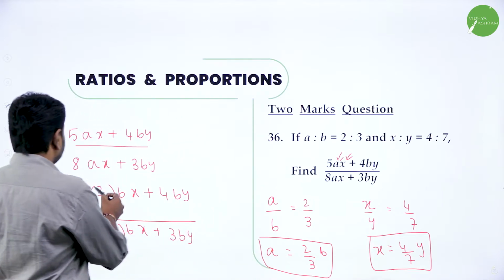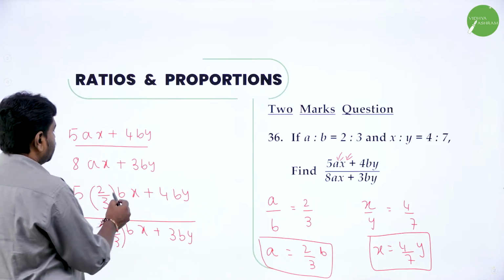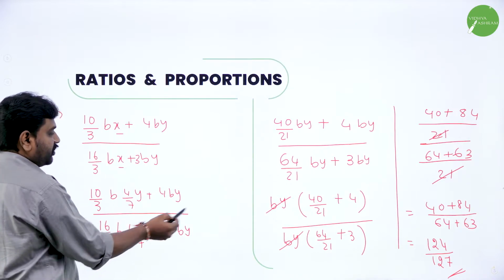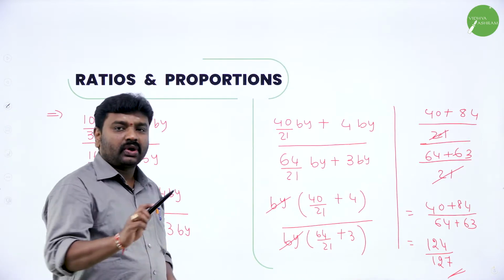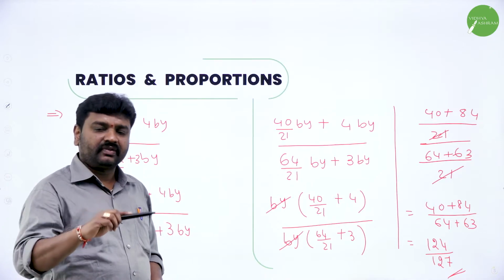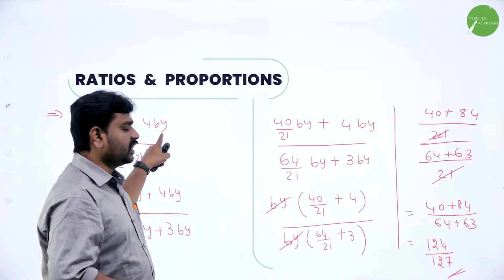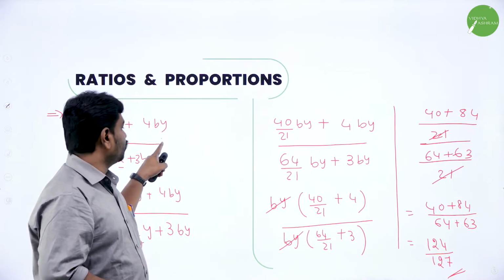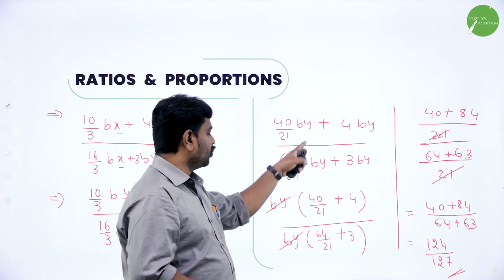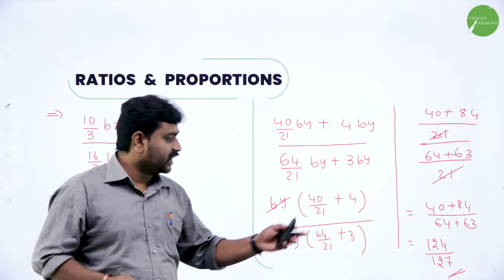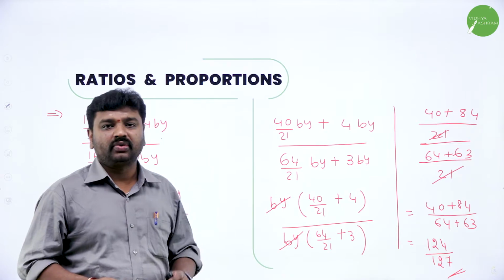That's what we have done. In the place of a, 2 by 3 b. In the place of x, 4 by 7 y. Simplify, you will get the required answer. So convert one variable in terms of the other. I converted a in terms of b and x in terms of y. I substituted, and retain y. Don't disturb y till the end, so that you can take y common from both. So y cancels and for the remaining part you take LCM and simplify. You will get the answer as 124 by 127.